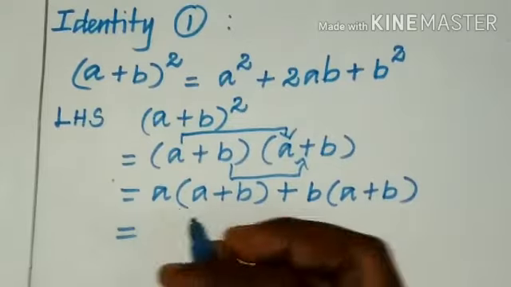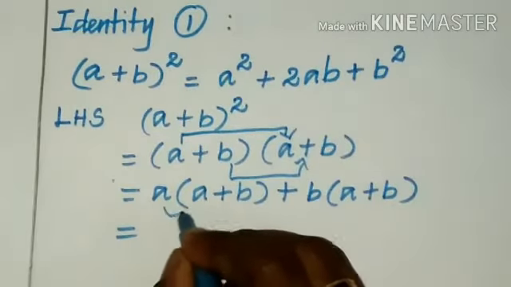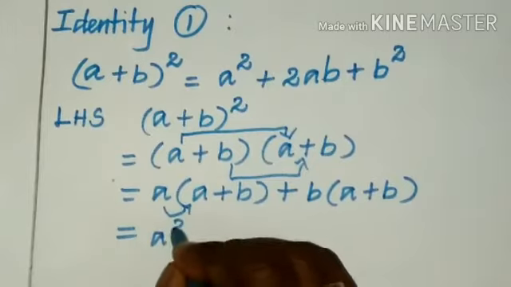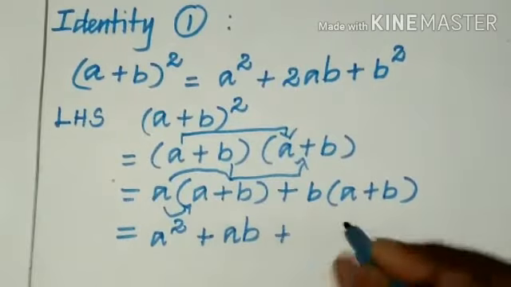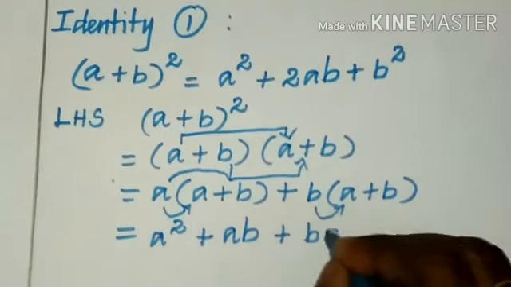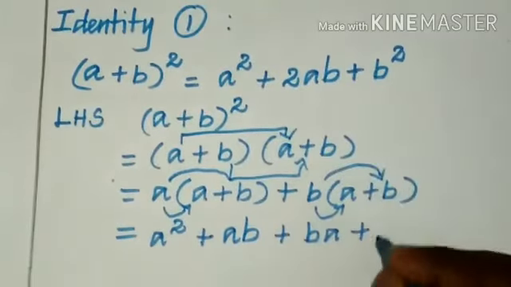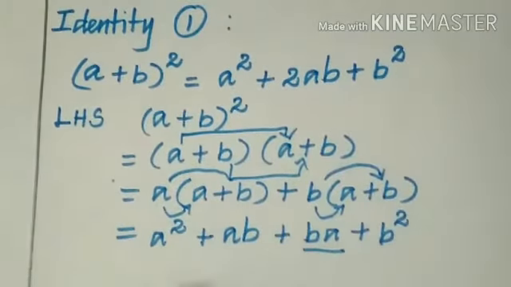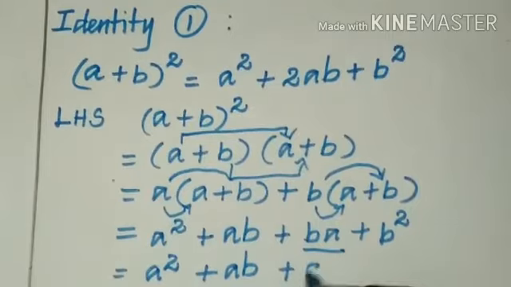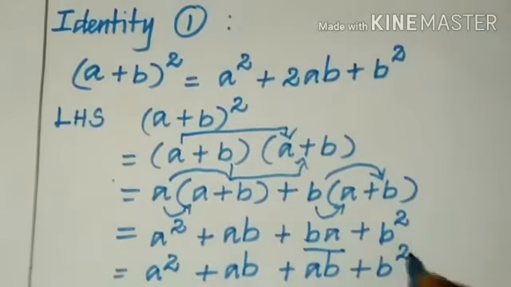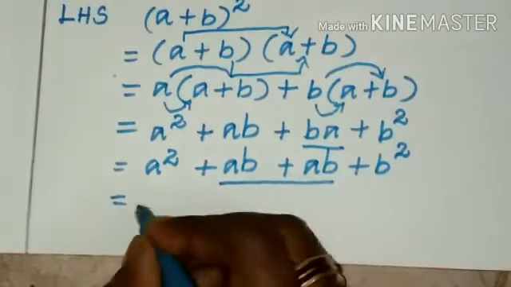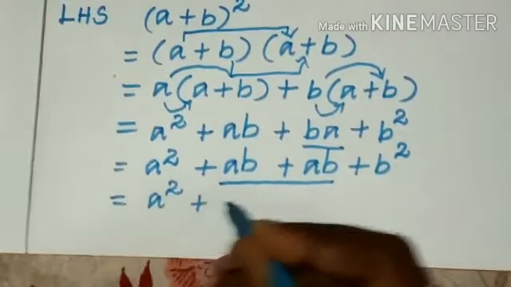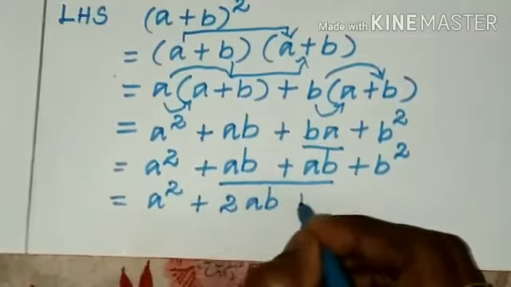Now we have to multiply by a into a plus b. So what is a into a? a square, plus a into b, ab, plus b into a, ba, plus b into b, b square. Here ba is written like that. So a square plus ab plus ab plus b square. Now you see that line. What are the like terms? ab and ab. So now you add this: a square plus 2ab plus b square.